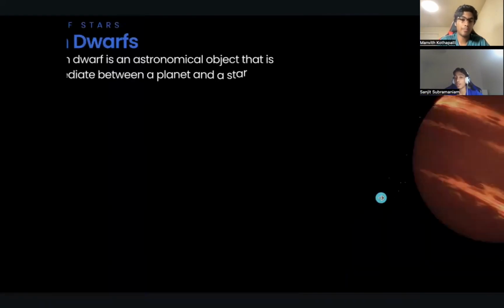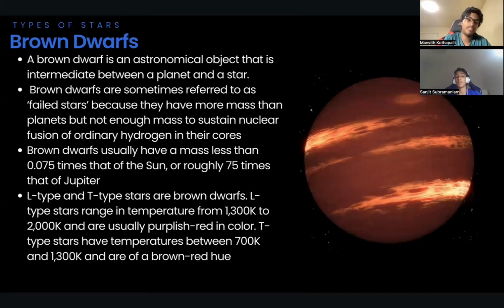A brown dwarf is an astronomical object that is intermediate between a planet and a star. Brown dwarfs are sometimes referred to as failed stars because they have more mass than planets, but not enough mass to sustain nuclear fusion of ordinary hydrogen in their cores, unlike main sequence stars. Brown dwarfs usually have a mass less than 0.075 times that of our Sun, or roughly 75 times that of Jupiter. This maximum mass is a little higher for objects with fewer heavy elements than the Sun.